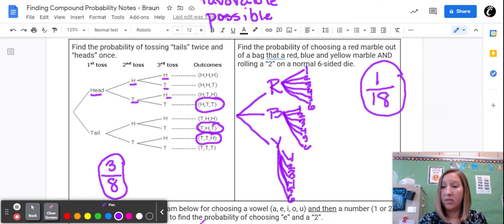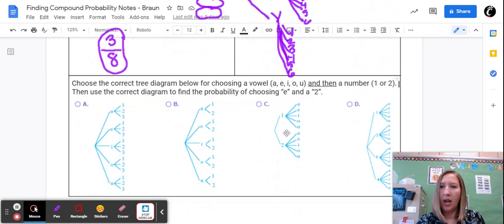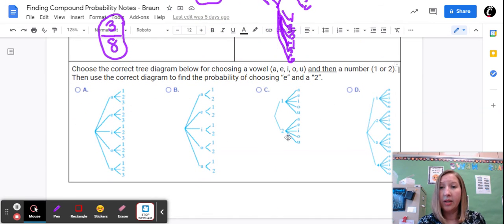Okay, let's take a look at our last example and work through it. All right, so it says choose the correct tree diagram below for choosing a vowel, A, E, I, O, or U, and then a number, 1 or 2. Then use the correct diagram to find the probability of choosing E and a 2.